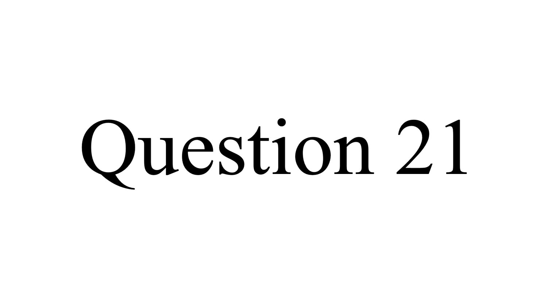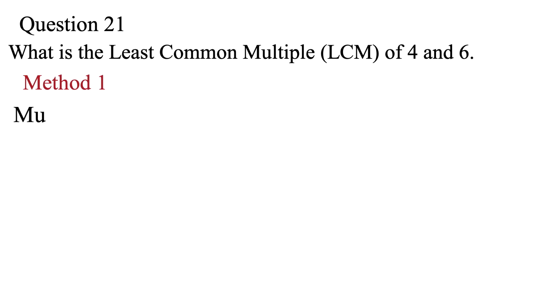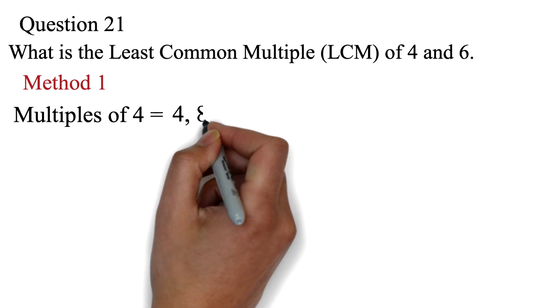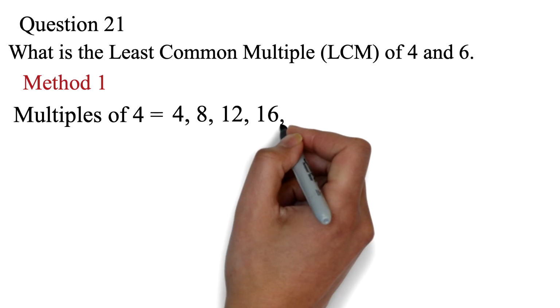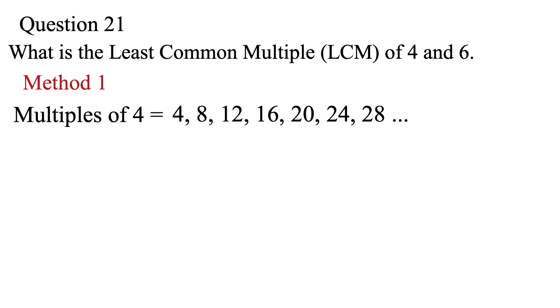Question 21. What is the least common multiple, LCM, of 4 and 6? There are three methods to solve this also. Method 1. We will find the multiples of 4. Multiples of 4 is basically the multiplication table of 4, so we have 4, 8, 12, 16, 20, 24, 28, and so on. Then we find the multiples of 6.